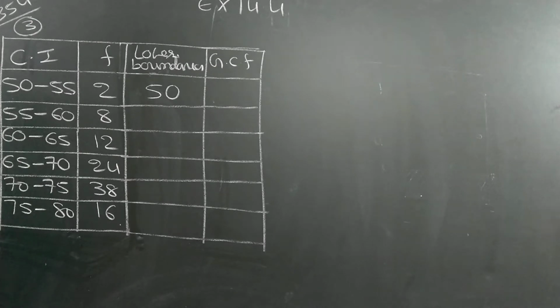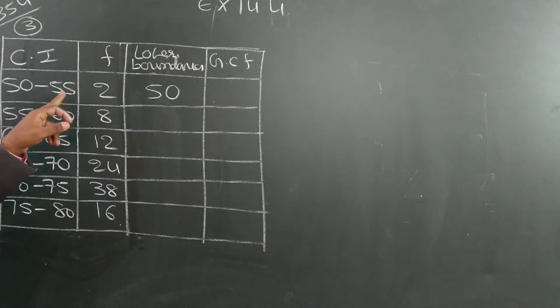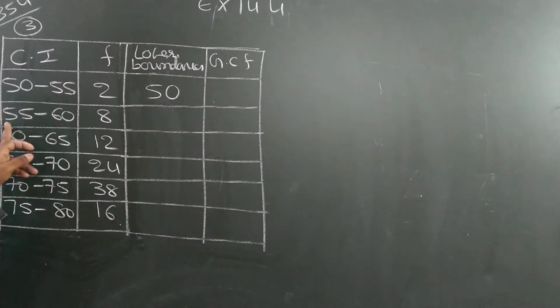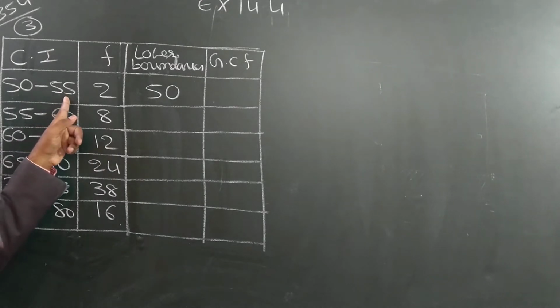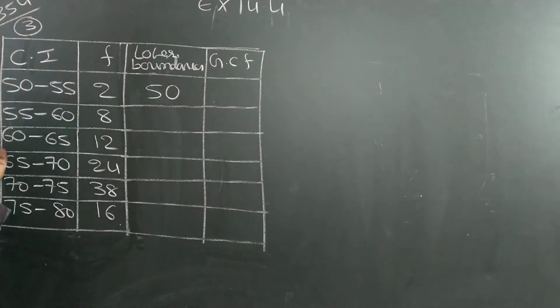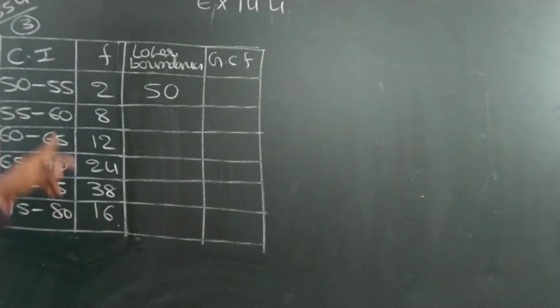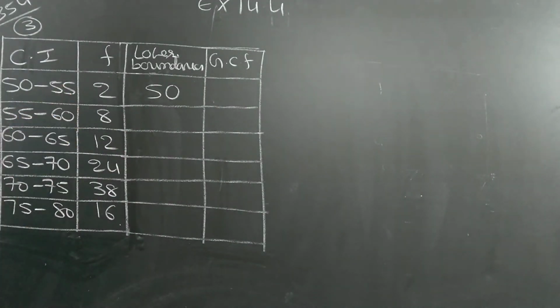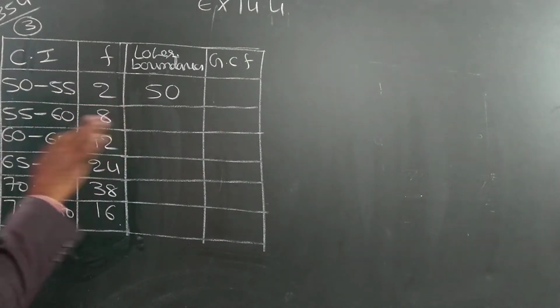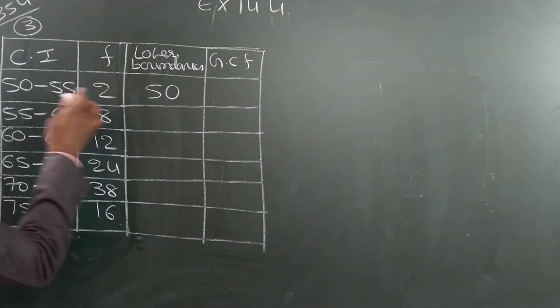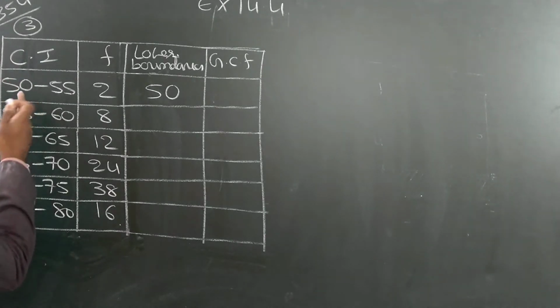So there is some confusion between limits and boundaries. If this is 50 to 54 and this is 55 to 60, if the difference is 1, then the upper boundary will become 54.5. The same will become lower boundary for this class. But if both are same, no confusion. In most of the problems, we may have solved around 25 to 30 problems, there is no confusion because both are same. So in that case, lower boundary and lower limit, there is no difference. 50 is the lower boundary. Of course, lower limit is 50, lower boundary also 50.